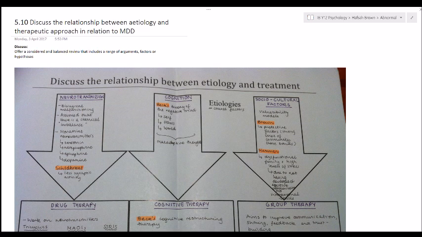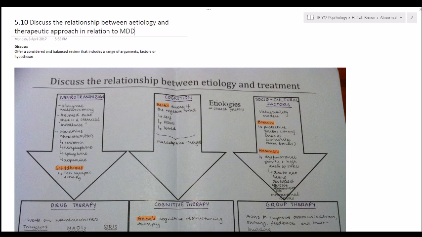Today we're going to be looking at syllabus point 5.10, which is discuss the relationship between etiology and therapeutic approach in relation to a disorder. So we're going to be looking at major depressive disorder or depression.